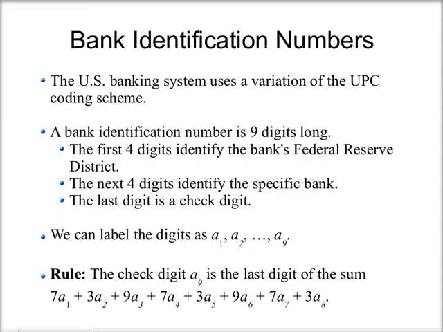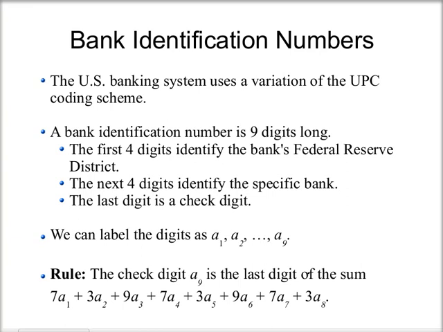So here we can label the 9 digits A1 through A9, and then our rule is going to be that the check digit A9 is the last digit of this weighted sum. So I've got 3 different weights in this sum because I'm multiplying my digits by either 7, 3, or 9, and then adding them up for A1 through A8.